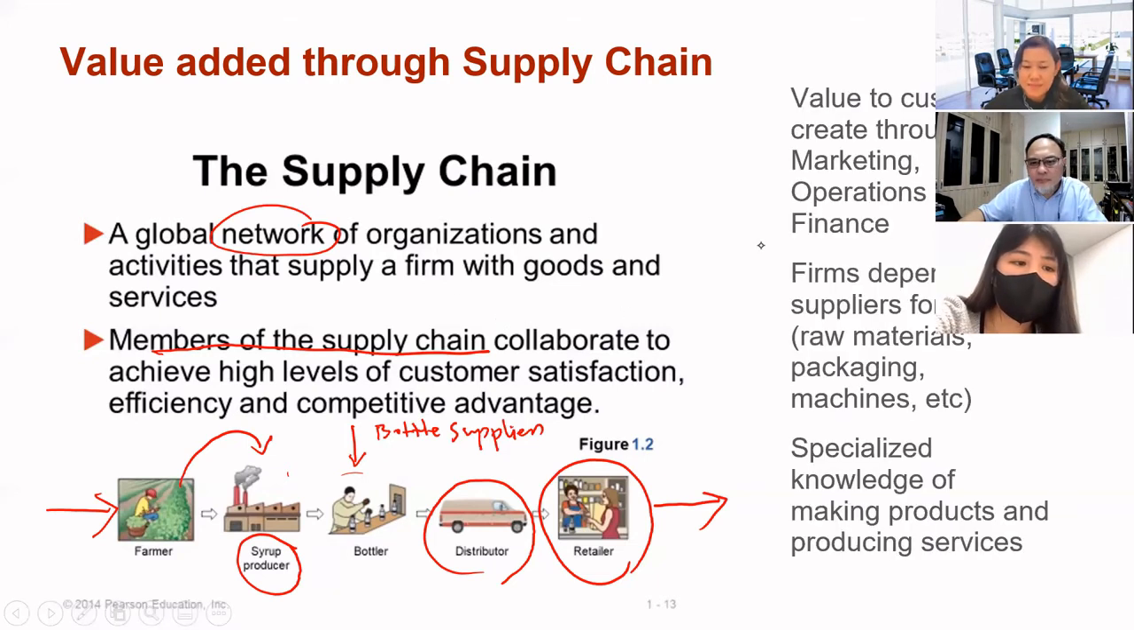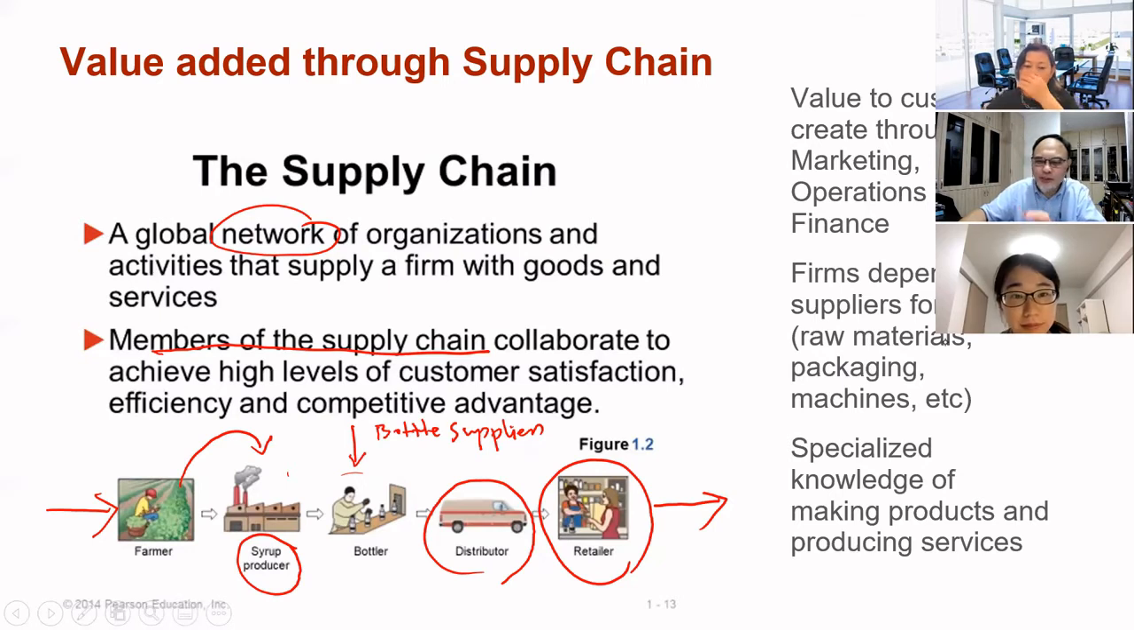Okay. So the value to customer. The question that I asked just now is, where should your value go to? Your value is to the okyakusama. Correct, Akiko. Value, you give value to whom? Students. Students, you are my customers today.